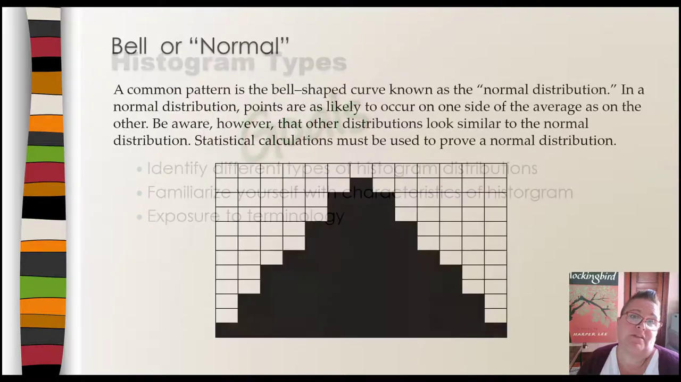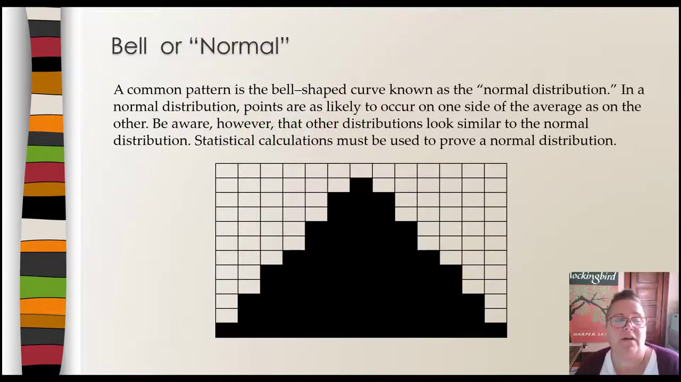All right, so the first type of histogram that we're going to talk about is what's known as a bell curve or a normal curve. This is the one that we're going to study more in depth in this course, but just to give you a quick overview, the bell or normal curve is a very common pattern. In this particular distribution, data points are just as likely to occur above the average as they are to occur below the average. There's some symmetry here.